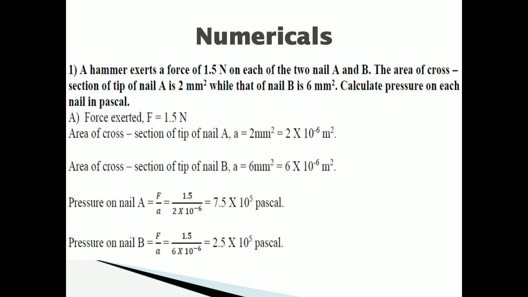Similarly, pressure on the nail B is the force upon area. Force is same, 1.5. Area is 6 into 10 raised to minus 6. If you divide 1.5 by 6, you will be getting 0.25 into 10 raised to 6. Again, we can shift one decimal. We will be getting 2.5 into 10 raised to 5 Pascal.